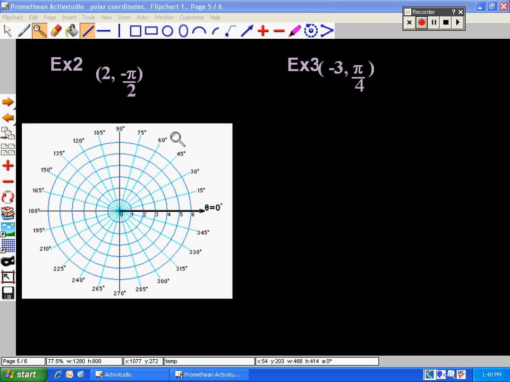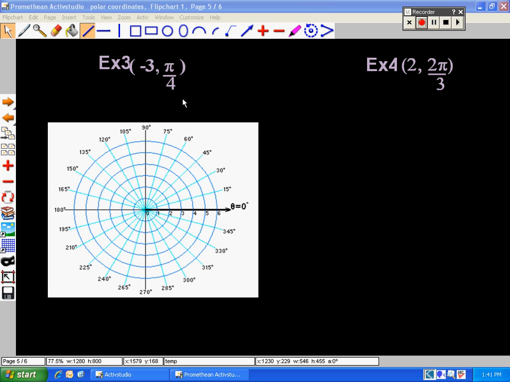For this example, you have to go negative pi over 2. So just like as if we were on the unit circle and going in the negative direction to find an angle, you start at 0 and go to negative pi over 2. That's negative 90. That's right here. Negative pi over 2. Then from there, I go to the pole and I count out along that angle 2 radii. 1, 2. So then I plot my point. There's the polar point, 2, negative pi over 2.